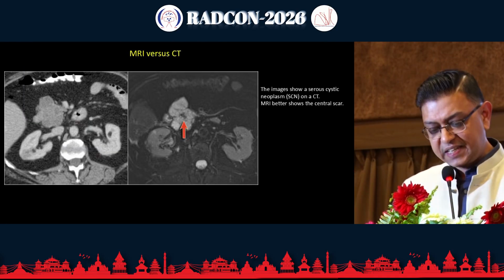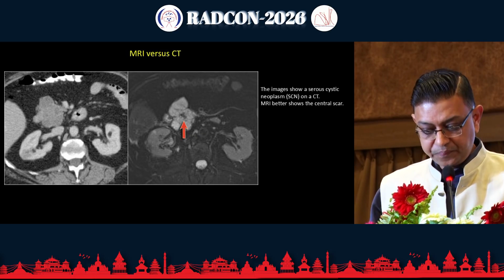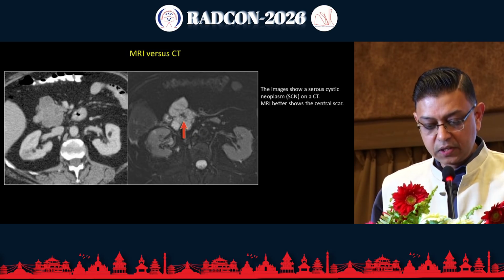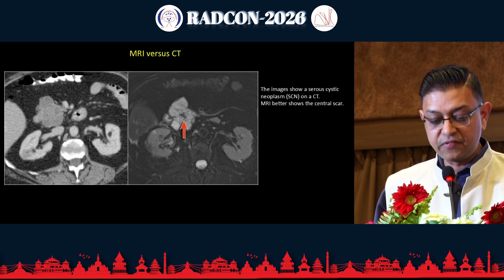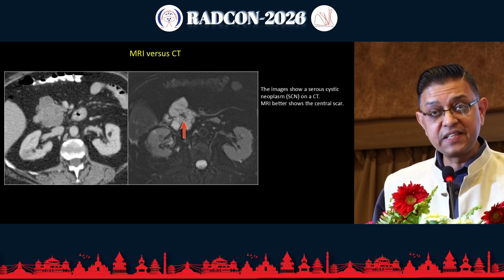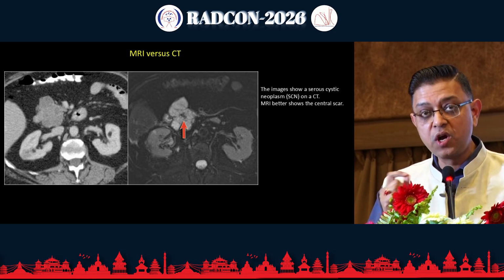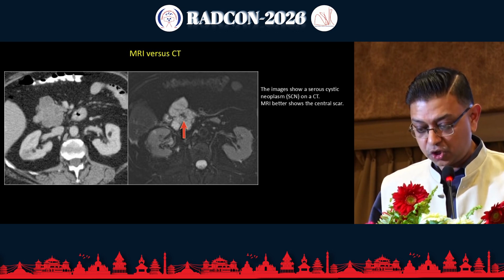Now, look at this lesion here. When you see it on a CT scan, it is cystic, maybe with soft tissue. But when you see it on an MRI, you see a central scar which you could not see on a CT scan. Now, this clinches the diagnosis. So, at times, MRI can be really contributory.